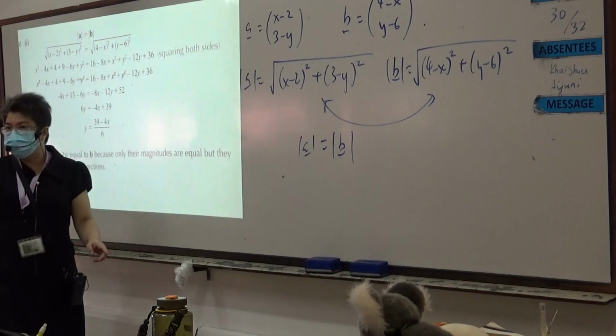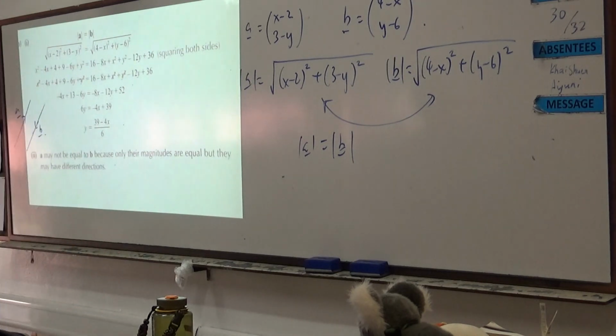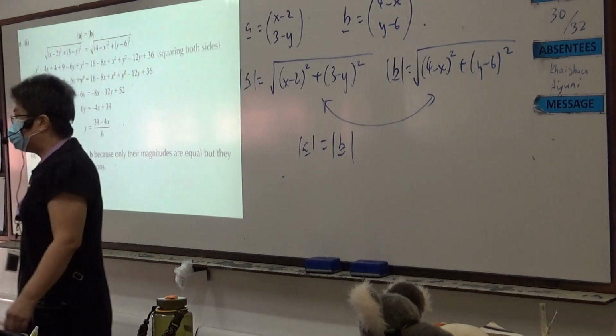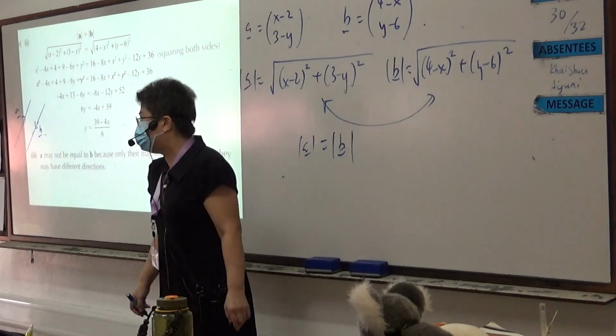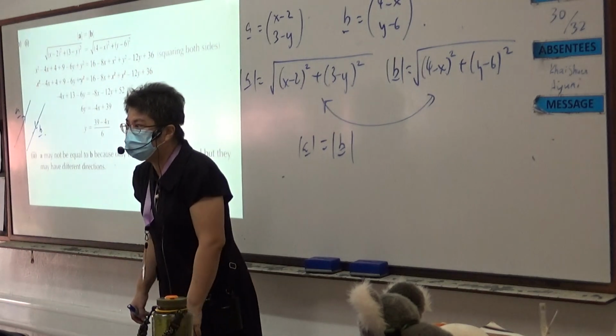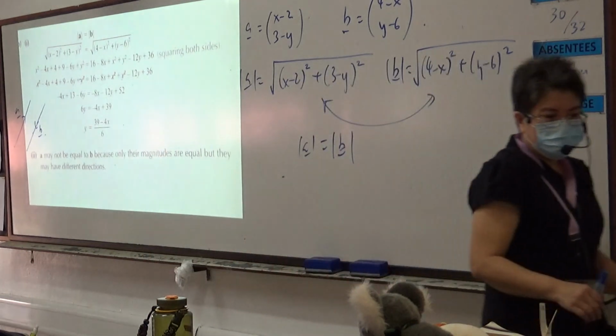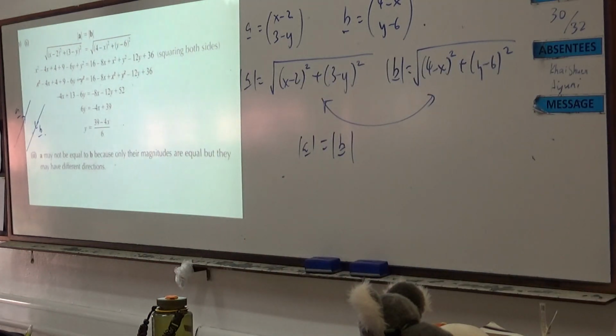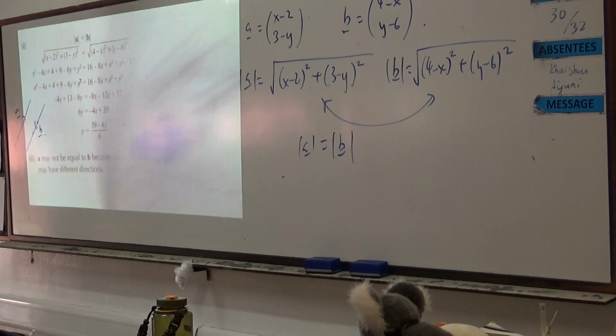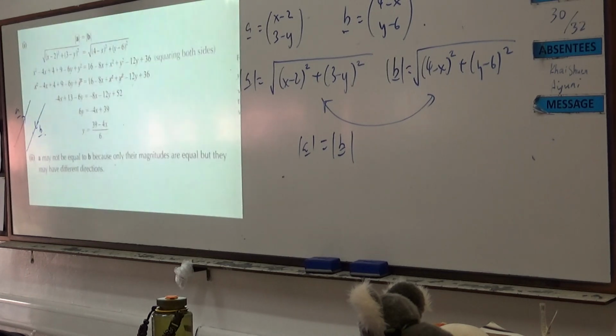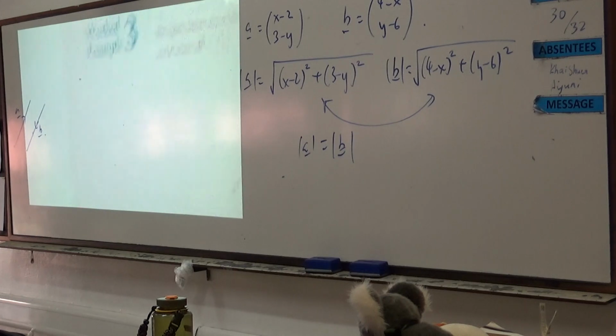So you cannot assume that when magnitude is the same, they are the same. No. You must consider the direction as well. Everybody clear with my explanation? Alright. So that will be your example 2. Can I move on to example 3? And that will be your last example. Look at example 3. This one.